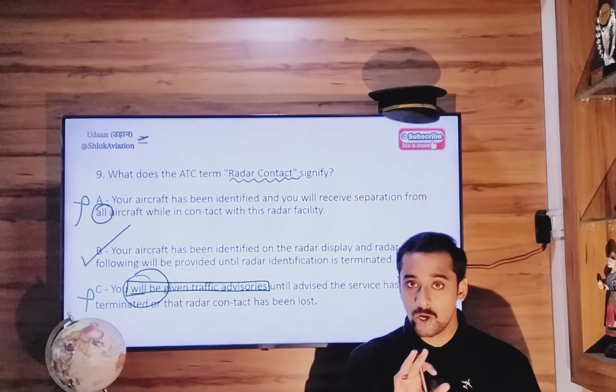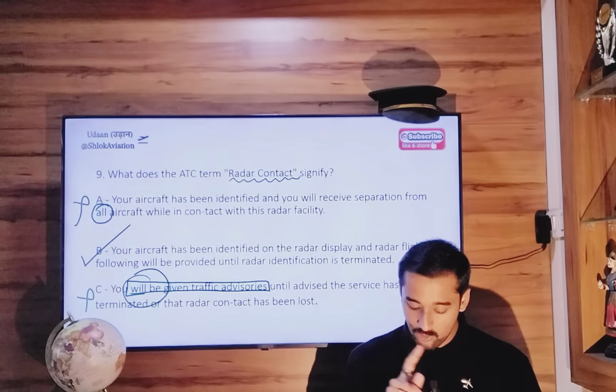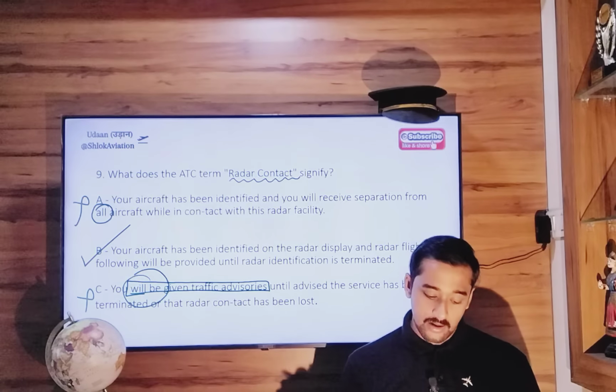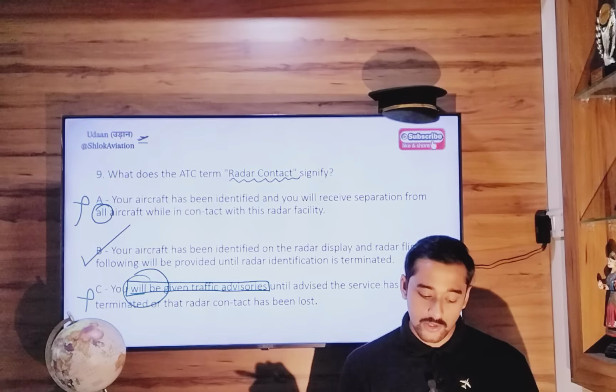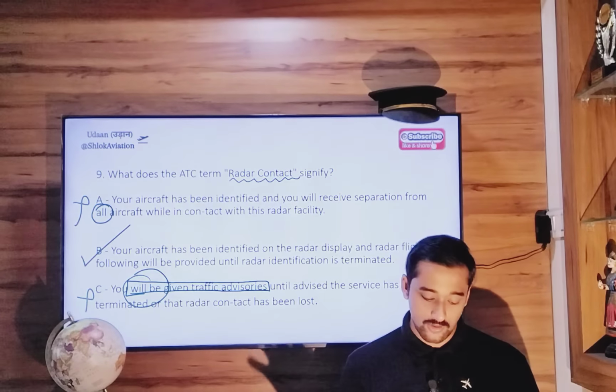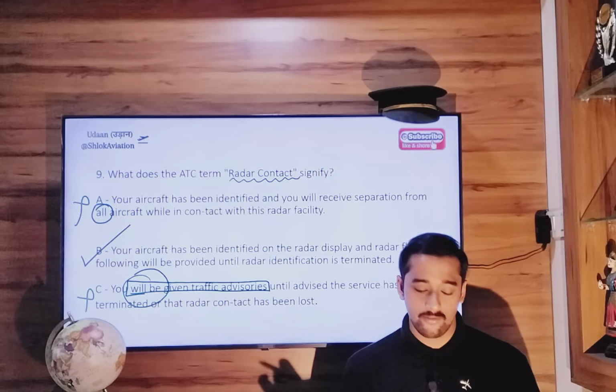Okay, so read all the options twice. Look for tricks in the answers. These options will play tricks with you, so be aware of that. Read the options carefully, read the options twice, and look for some loopholes. You will find some loopholes if you read it carefully.